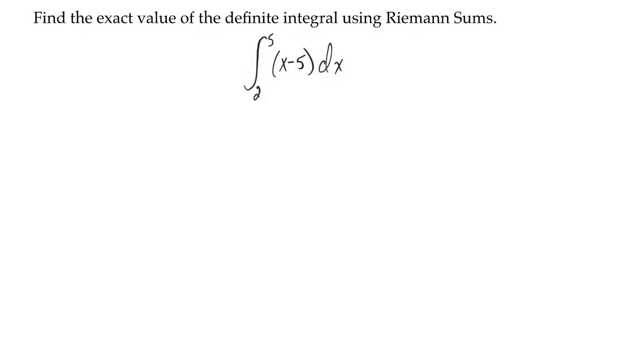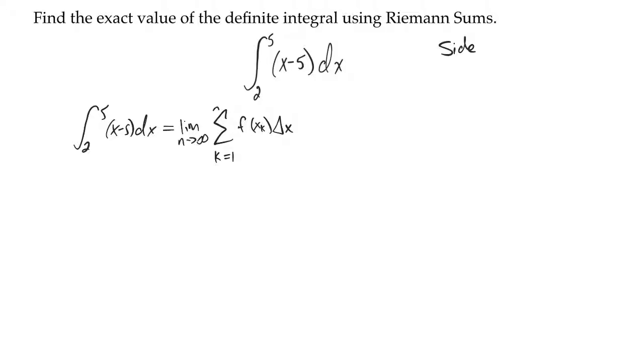In this video, we want to use the Riemann sum definition of a definite integral in order to find the exact value of this definite integral. So let's rewrite this integral, the integral from 2 to 5 of x minus 5 dx, into Riemann notation. So that's the limit as n goes to infinity of the sum from k equals 1 to n of f of xk delta x.